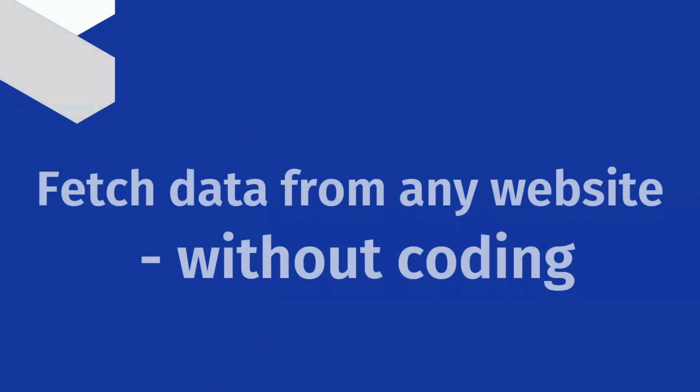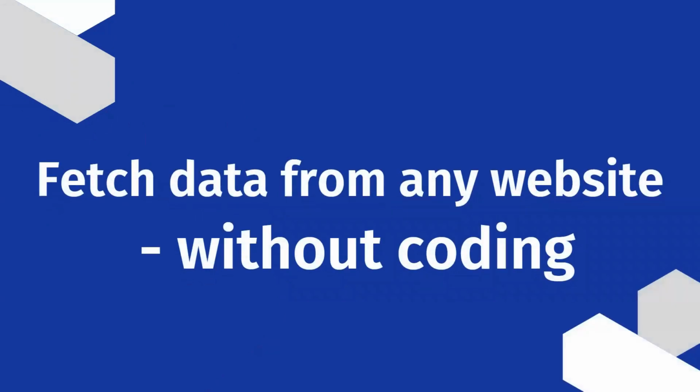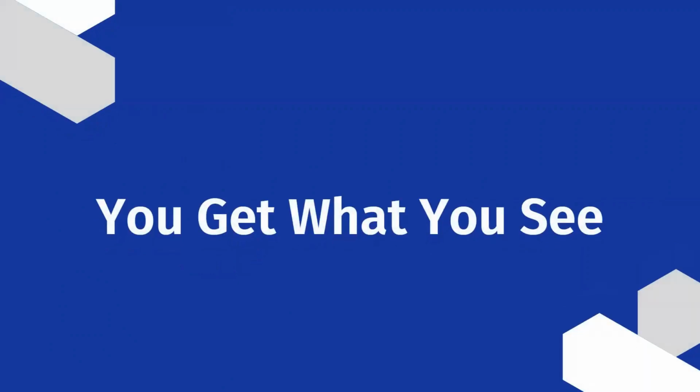So for those of you who are new to Octoparse, Octoparse is a web scraping software that helps you quickly fetch data from any website without coding. Anyone can use Octoparse to build a crawler in just minutes. "What you see is what you get" is the word we stand behind, meaning as long as the data is visible on a web page, you will be able to scrape it with our software.